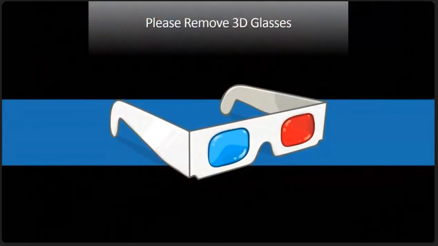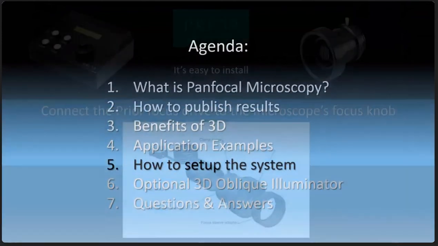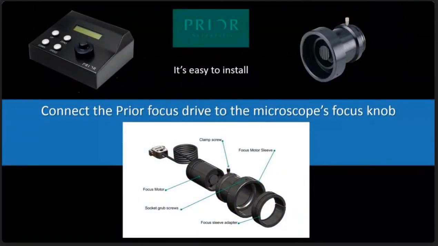So now you can remove your glasses, and I want to show you how to set up the system. It's really easy to do. Essentially, you receive the Prior Scientific focus drive, and it consists of a little sleeve here out at the end. Look at the bottom of this image. There's a sleeve, and that sleeve goes over your coarse focus drive. Different sleeves are available, and there's a list of microscopes that it's compatible with, which is almost all microscopes, and you just say which one, and then that correct sleeve is given to you. It's put into here, and then the motor comes in from the outside, and that little part there attaches to the fine focus drive, and that's how it turns the fine focus drive.